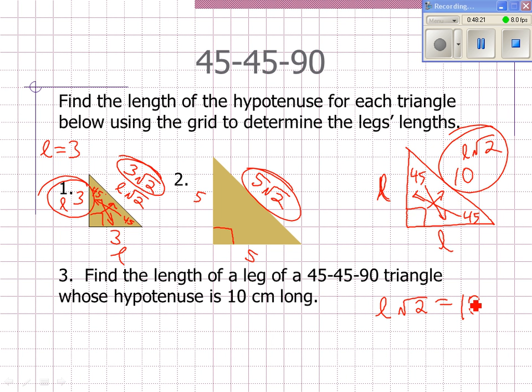What would you do if it said something like this? L times 3 equals 30. Divide by 3. Guess what you're going to do here? Divide by radical 2. When you divide by radical 2, those two cancel out. You're left with L equals 10 over radical 2.